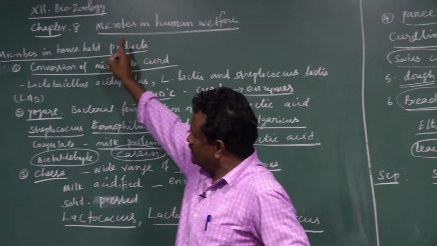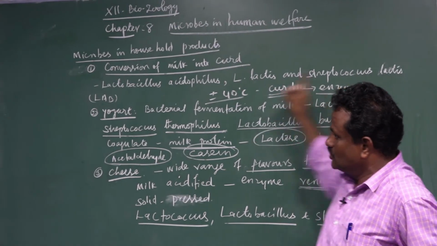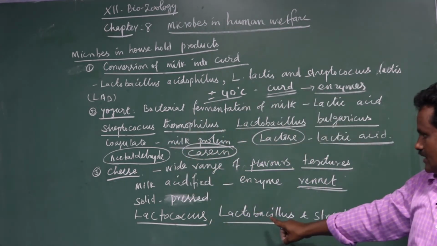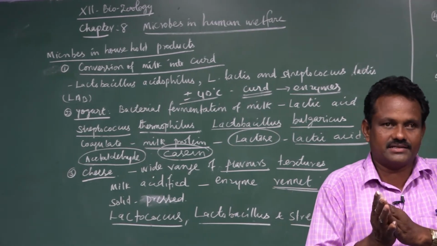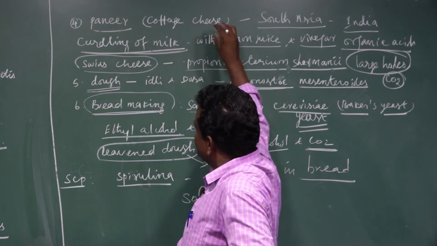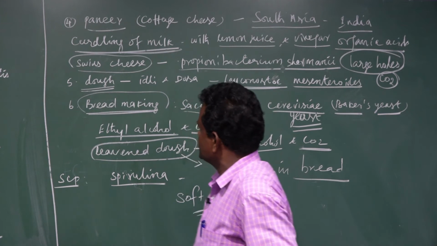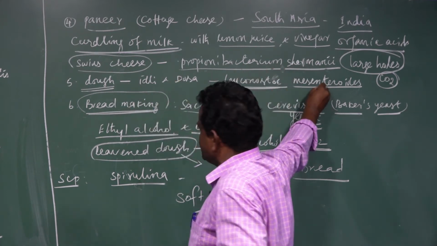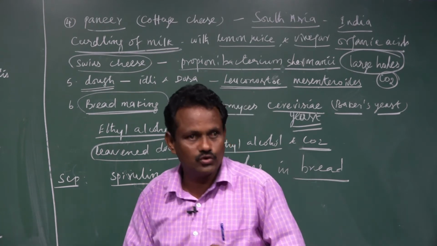If you see this, the major microorganisms playing a role in the formation of household products are these. In the conversion of milk: Lactobacillus acidophilus, Lactobacillus lactis, and Streptococcus lactis. For yogurt formation: Streptococcus thermophilus and Lactobacillus bulgaricus. For the cheese industry: Lactococcus, Lactobacillus and Streptococcus. The coccus and bacillus are different types of bacteria classified based on their structures. For paneer or cottage cheese, as I said earlier, there is no role of any microorganisms. Only curdling of milk is done by adding lemon juice, vinegar or some organic acids. For Swiss cheese, the bacterium Propionibacterium shermanii, for making Italian dosa, Leuconostoc mesenteroides, and in the bread making industry, Saccharomyces cerevisiae. These microorganisms do not cause disease, but are directly useful to human beings.